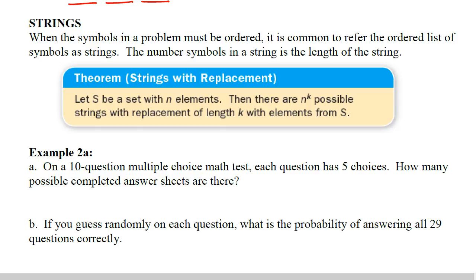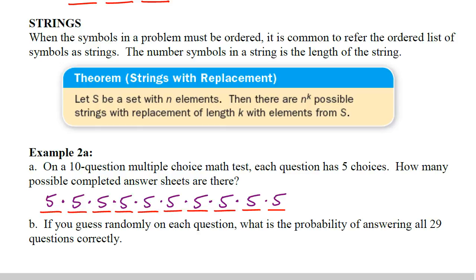Here's what I mean. Let's look at this example. Let's say we're taking a 10-question multiple choice math test. Each question has 5 choices. How many possible completed answer sheets are there? So now we could tackle this problem the same way that we did with the previous examples and say, well, there's going to be 10 questions. Each of those questions has 5 choices. So we would multiply 5 times itself 10 times. Well, clearly, we could also use exponents here to say that we would have 5 to the 10th power.